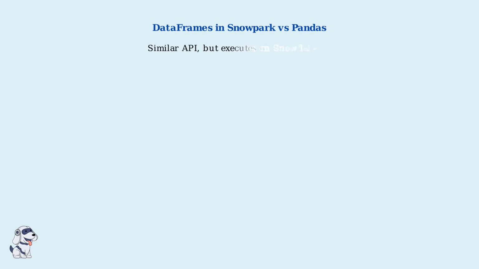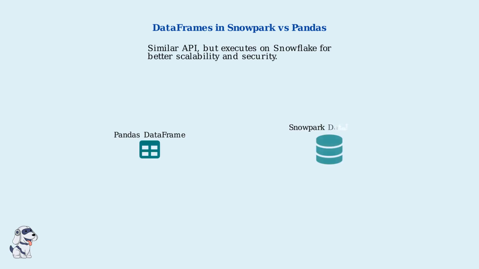While the DataFrame API in Snowpark closely mirrors Pandas, the key difference is execution location. Pandas runs on your local machine, while Snowpark DataFrames execute within Snowflake's cloud infrastructure.